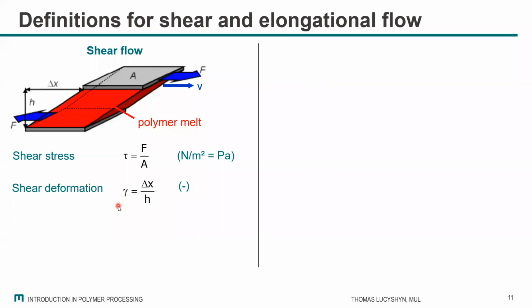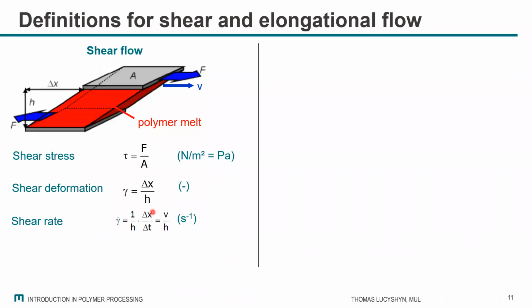Next, the shear deformation is one thing. Well, there's no unit because it's meter by meter. And then the next important term is the so-called shear rate. Shear rate just means how fast the shear deformation is happening. The gamma dot just indicates a change of deformation with time. So the dot indicates a change with time. So deformation happening within a certain time step, delta t. So what we write here is delta x by h, the deformation, divided by a certain time step. So how much deformation is happening during a certain time.